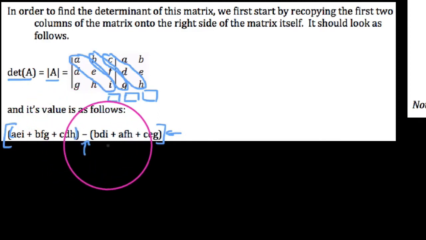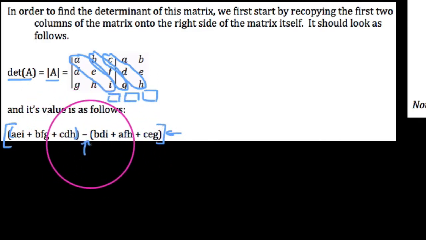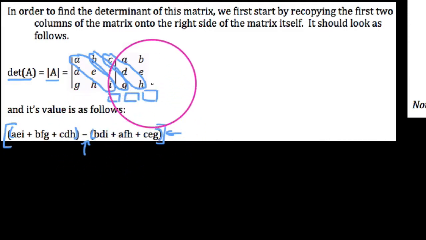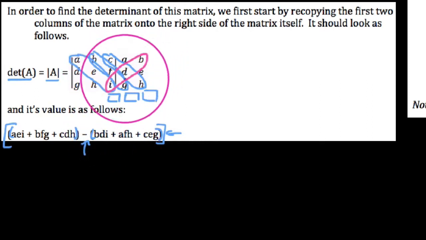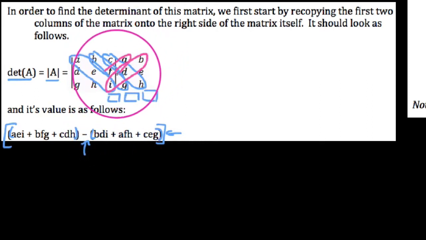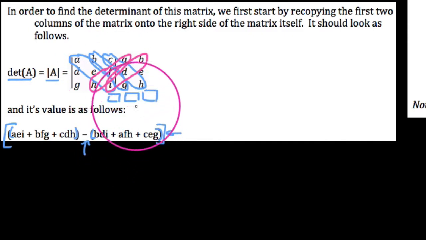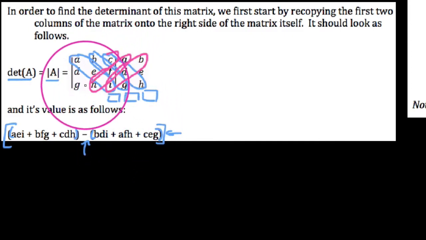And then once we find that number, we're going to take away this whole quantity here. Really BDI. BDI is actually located right here. We say BD and I. We say also AFH, which are these three right here, plus CEG, which are these three right here.